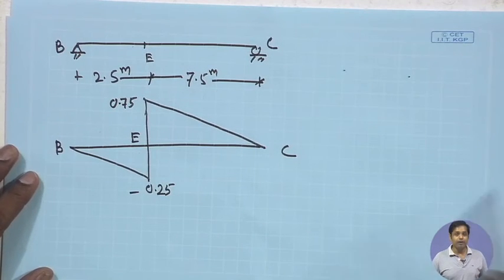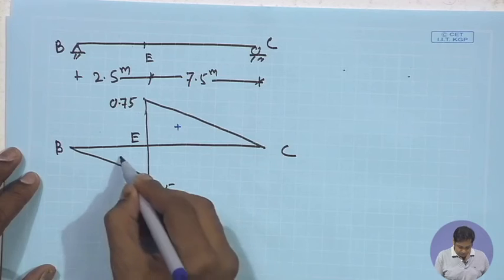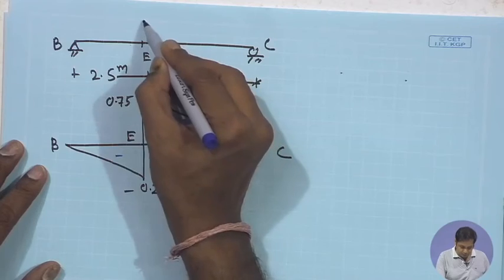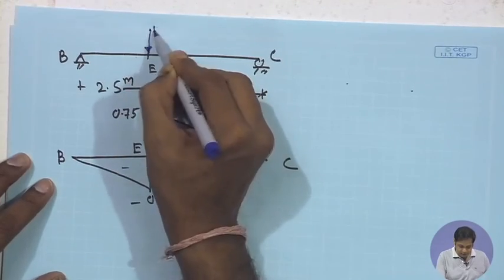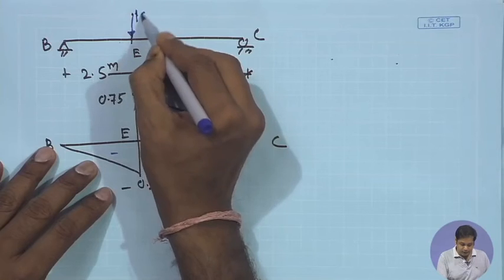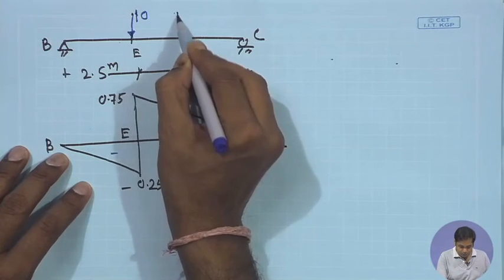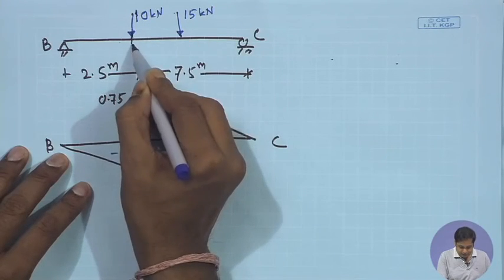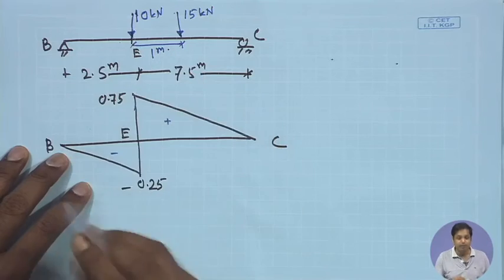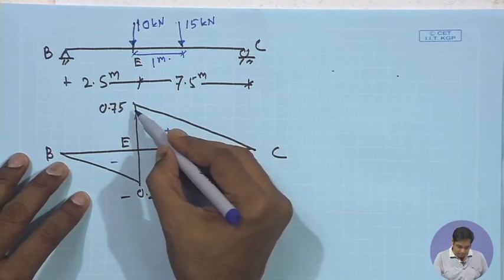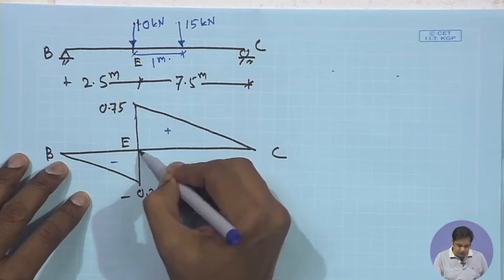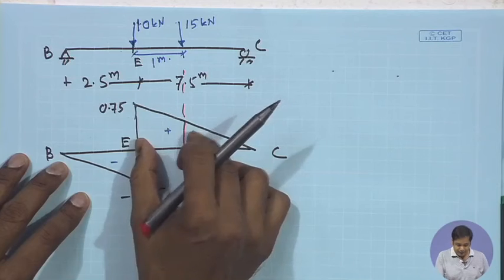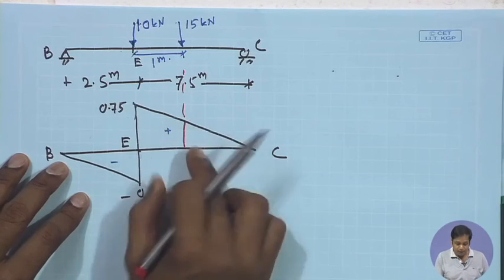Okay. Now, this is positive, this is positive, this is negative. Now, in the first case, if the load positions are like this, the first 10 kilonewton load is this, and then after 1 meter we have the 15 kilonewton load, and this distance is 1 meter. Then your shear force will be 10 kilonewton into this plus 15 into this. In this case both are positive.